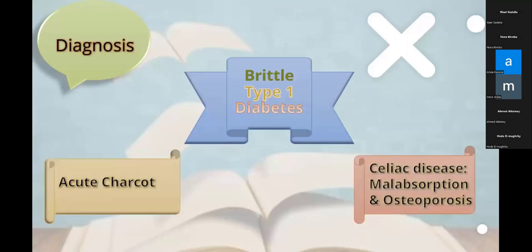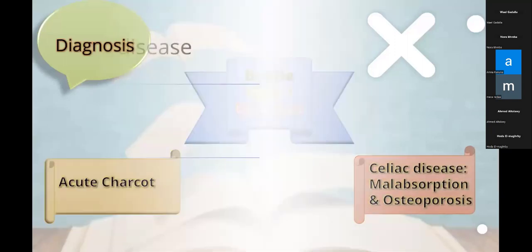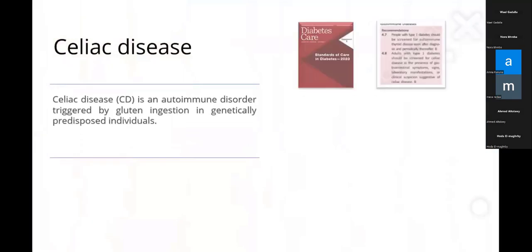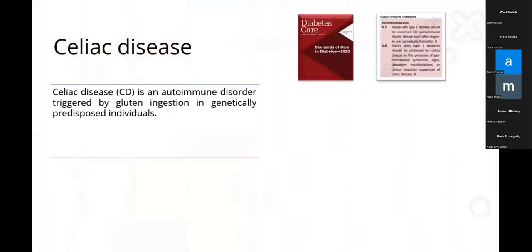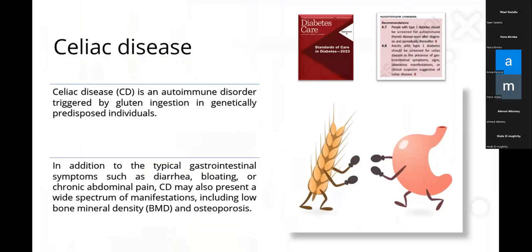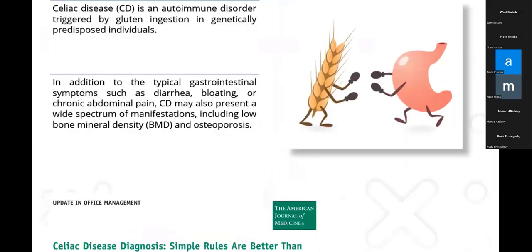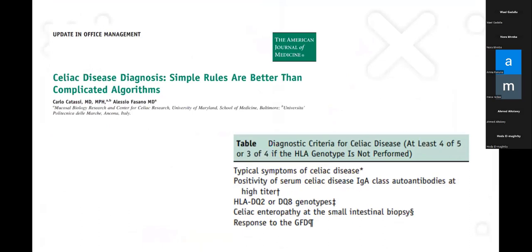Again, we have the second part of the diagnosis, which is celiac disease causing malabsorption and osteoporosis. Celiac disease is an autoimmune disorder associated with diabetes, and patients with diabetes should be screened for celiac disease at diagnosis and after 1 year and 5 years. It usually presents with gastrointestinal symptoms such as diarrhea, bloating, and chronic abdominal pain. However, celiac disease can present with only osteoporosis and even with a fracture.